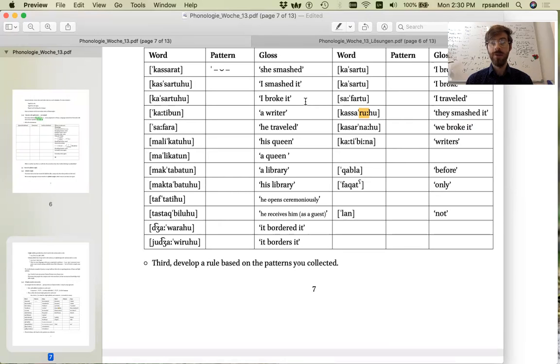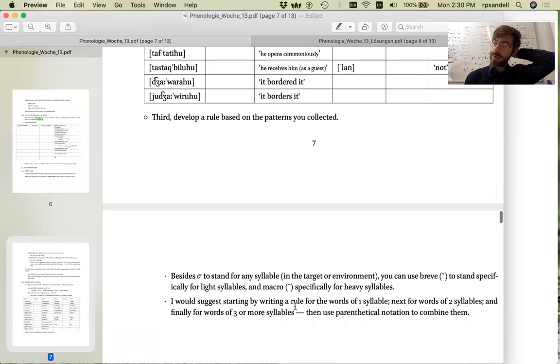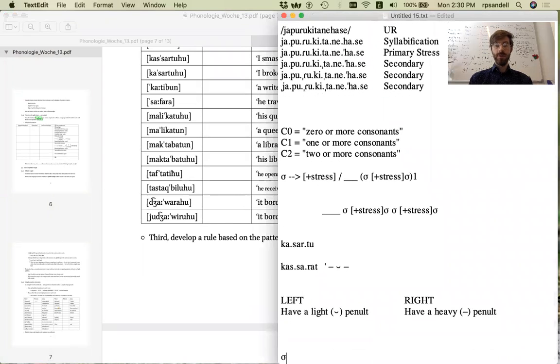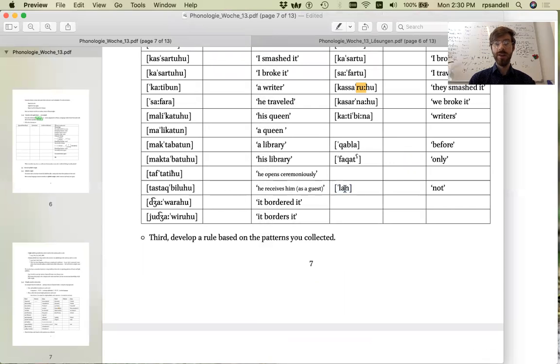One way to approach writing a rule which is going to be fairly complicated, one that references syllable weight and which needs to look at words of differing length, is to start by writing a rule that works for words of one syllable and then words of two syllables, and so on. If we begin here with these last three examples, it's clear that our rule is going to need to assign primary stress to the last syllable in a word. That's going to be the case in the word lan.